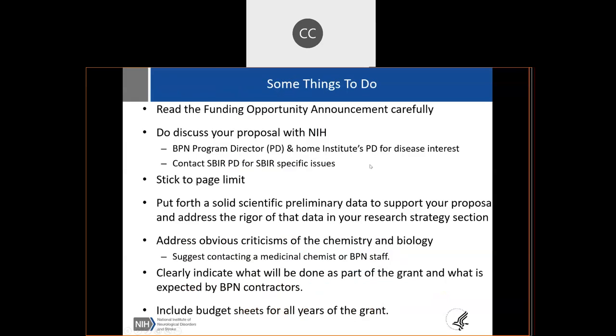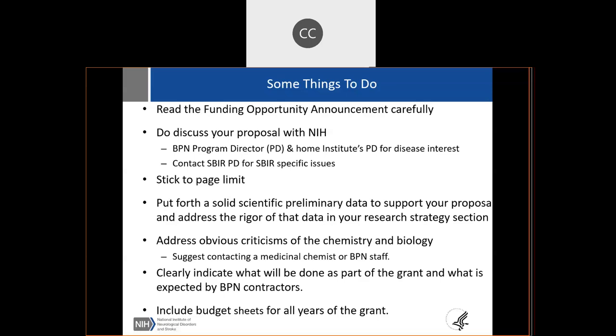So clearly there are some things you want to do. You want to read our funding opportunity announcements carefully. It calls for certain things to be included, such as a table that says exactly who's going to do what, what assays you need run, what the throughput of those assays is, and where they're going to be run. If you're asking BPN to run things for you, that way we're sure that we can actually do it for you, and that what you're asking for is something that our CROs can provide. Our CROs cannot provide any disease biology support, but we can do the drug discovery stuff, as I mentioned to you. Stick to the page limits.